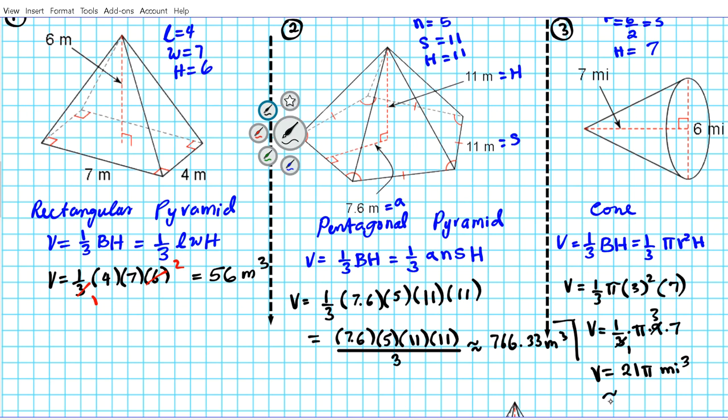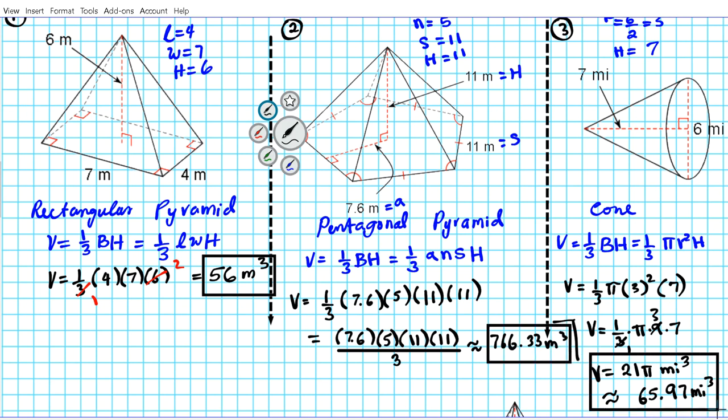Or if you want the approximate answer, you plug that into your calculator to 2 decimal places. It's going to be 65.97 miles cubed. So they're both exactly the same thing. All right, let's go ahead and box our answers. So that's number 1, number 2, and number 3 in their exact and approximate forms.